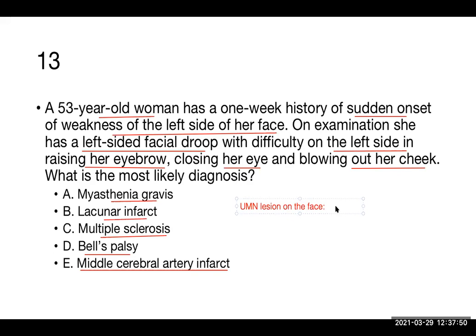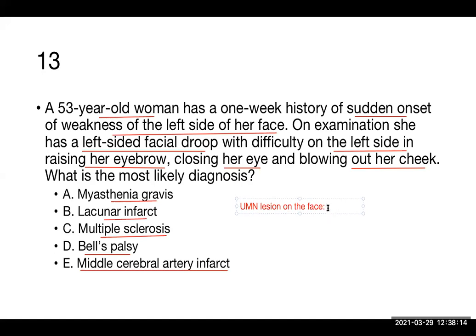Whereas in lower motor neuron, the same side is affected and the whole face is affected. The person cannot close the eye, it will remain open. The frowning is disappearing. The angle of the mouth is drooping downward. Saliva is drooling from the corner of the mouth. The patient cannot blow. Everything is there. So these are very, very important points.